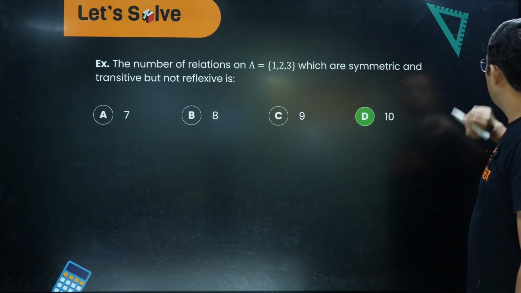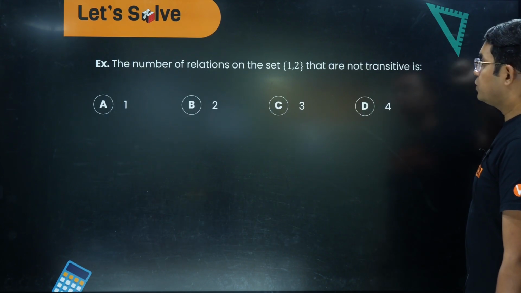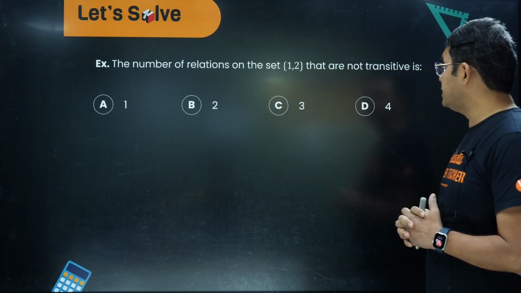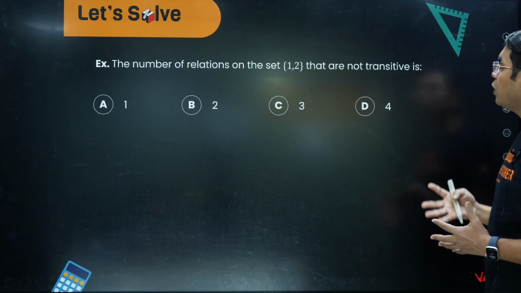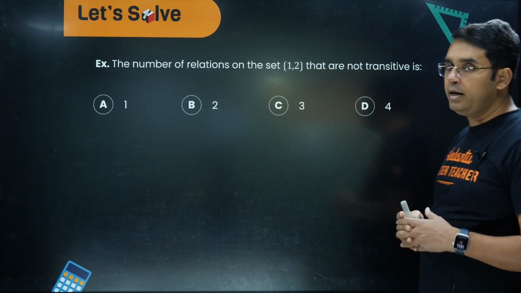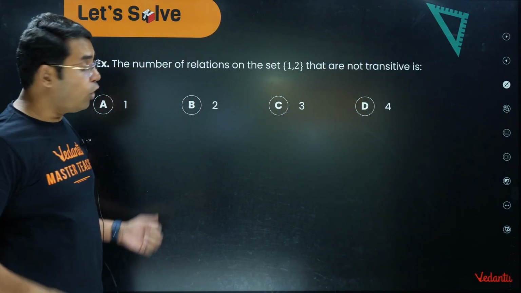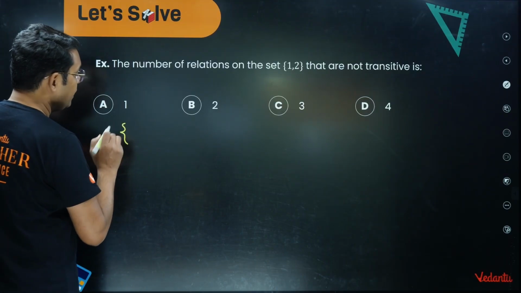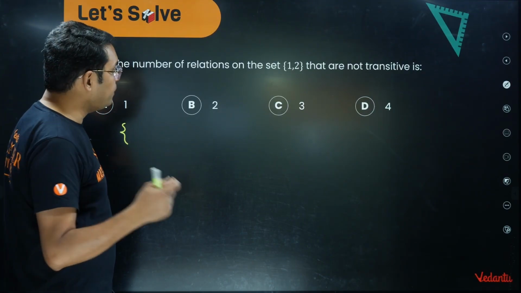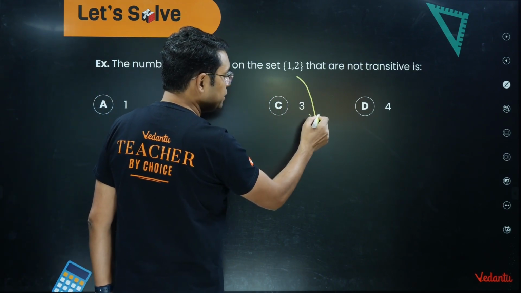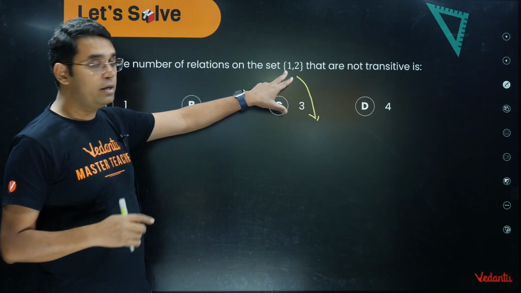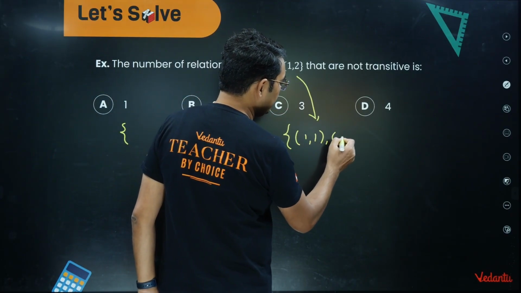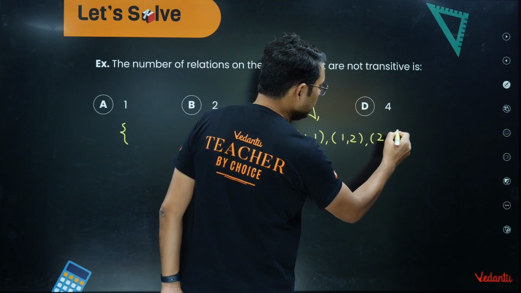Okay, so coming to the next question. This question says: the number of relations on the set {1, 2} so that they are not transitive. We have to find the not transitive relations from the set {1, 2}. So here the first case could be that you choose just one ordered pair. If you write all possible ordered pairs, when you take the Cartesian product of these two elements, we will have 4 elements here: 1,1, 1,2, 2,1, and 2,2.